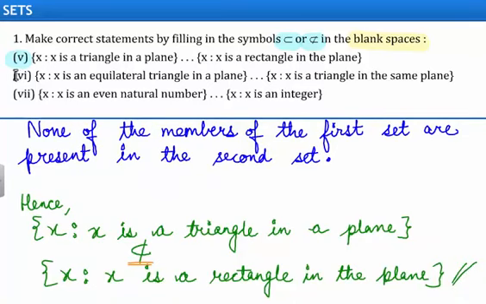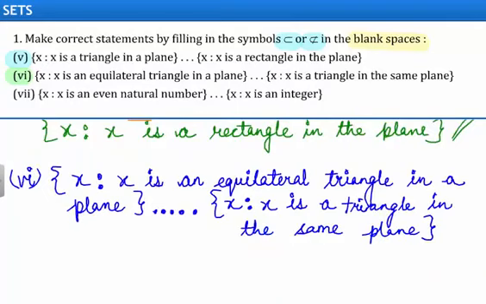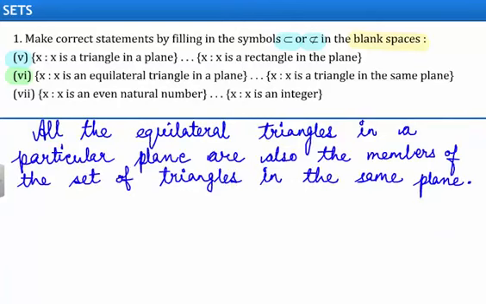Let's now consider the sixth part. So here the first set given to us is X such that X is an equilateral triangle in a plane, and in the second set X is such that X is a triangle in the same plane. Now we know that all the equilateral triangles in a particular plane are also the members of the set of triangles in the same plane.